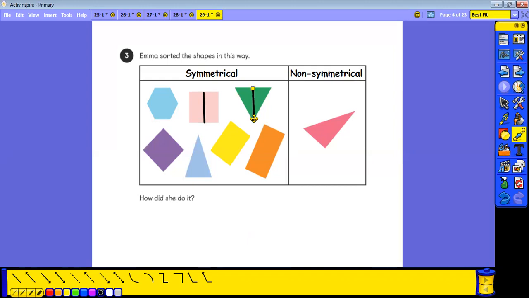Much straighter than Mrs. Ede's been drawing them with the pen. Do you see? So I'm finding at least one line of symmetry in all of these shapes to prove that Emma has sorted them correctly. But there are plenty of lines of symmetry to choose from, I can assure you, children, those shapes.